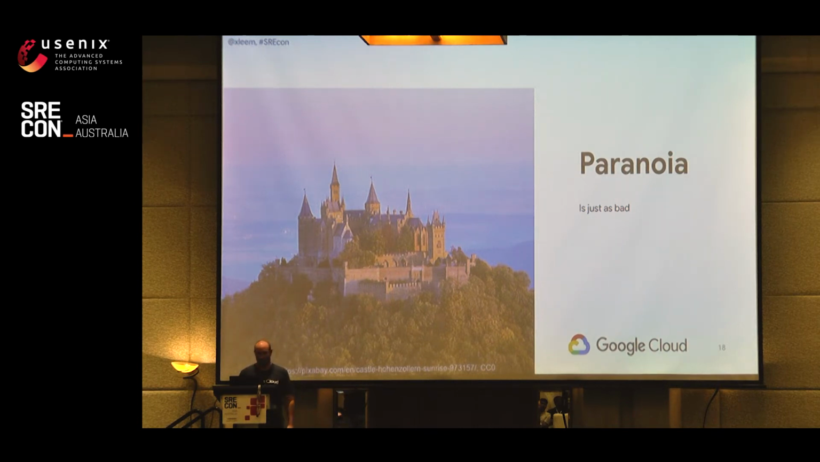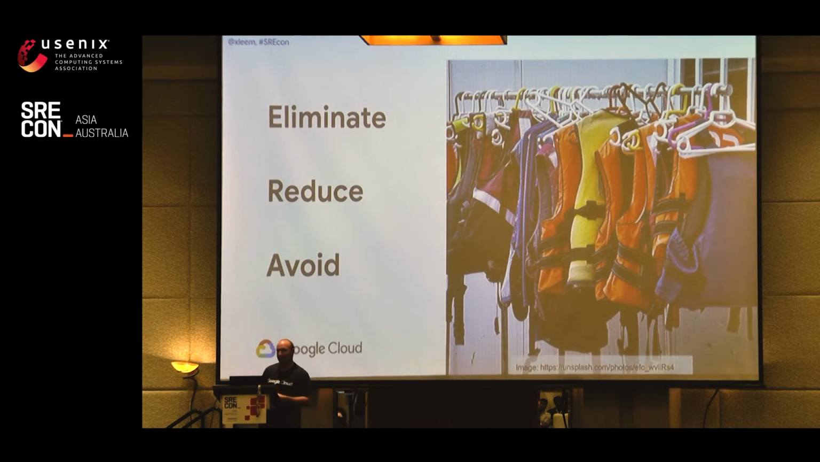Entropy always wins. So if we can't ignore risk, if we can't prevent risk, what we have to do is manage it. We have to engage with it. And for each of the risks in our application, we can choose whether we're going to try and eliminate it, whether we're going to try and reduce it, or, in some cases, whether we can avoid it.